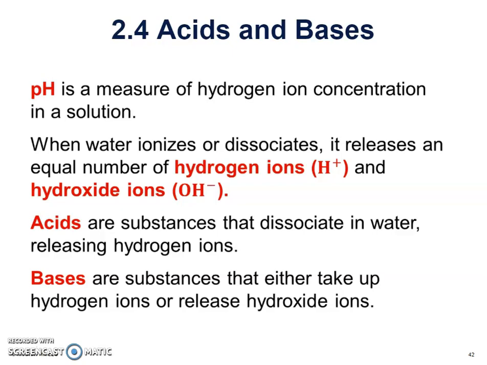When water ionizes or dissociates, it releases an equal number of hydrogen ions, which is H+, and an equal number of hydroxide ions. So water is constantly breaking down and reforming these bonds. Now, acids are substances that whenever they dissociate in water, they release a hydrogen ion. Bases are the opposite. They are substances that either take up those hydrogen ions, they take the extras, or they will release hydroxide ions.